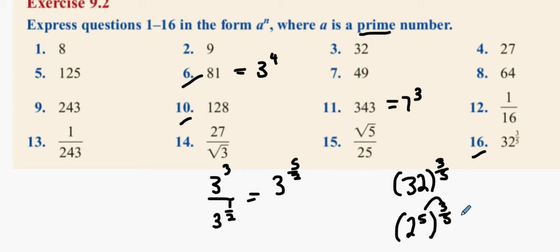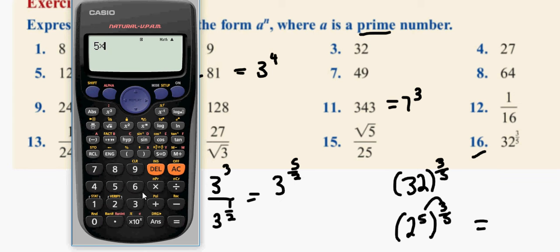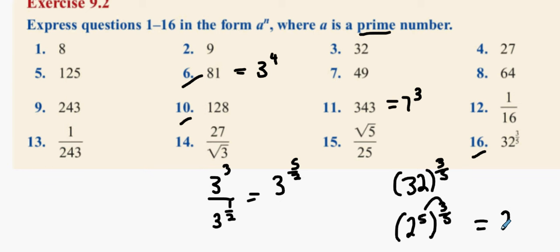Multiply them both. What do you get? 5 times 3 over 5? 15 over 5, which is 3. It is in fact 3. Good job. So that answer is in fact 2 to the power of 3. Is 2 a prime number? Yes, it is. Okay, we'll stop you there.